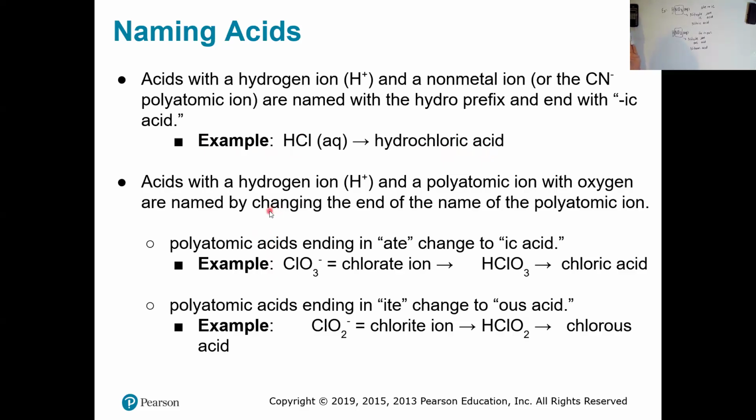And then when we have our oxyacids, acids that have the oxygens in the polyatomic ion. If you have HClO3 or HClO2, you're going to recognize that ClO3 minus is the chlorate ion. So if you have HClO3, that ATE ending is going to change to IC, so you'll have chloric acid. For HClO2, you'd recognize that ClO2 minus is the chlorite ion, and so that ITE ending changes to OUS. So you're going to have chlorous acid.